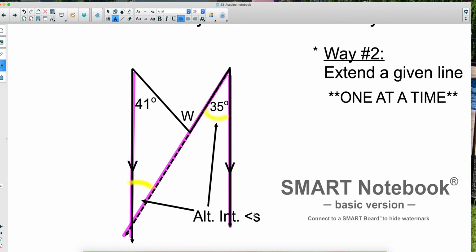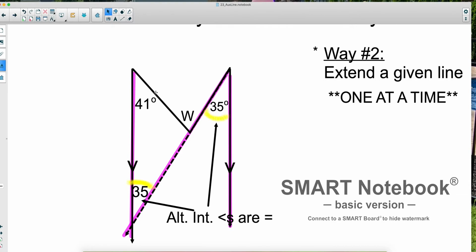Okay, that means that they're equal. Perfect. So now since I have my alternate interior angles, I can say that this angle is 35. So I'm going to put that right in here. Perfect. All right, so now I have my 35, my 41. I need to get to W.